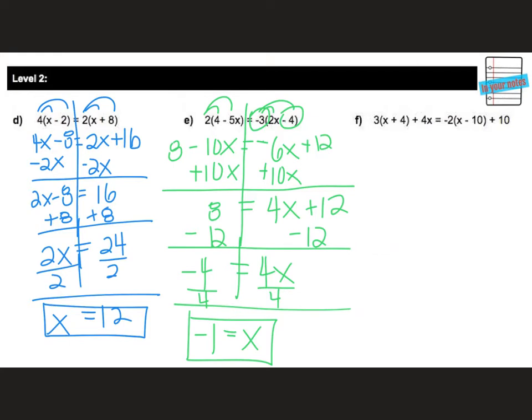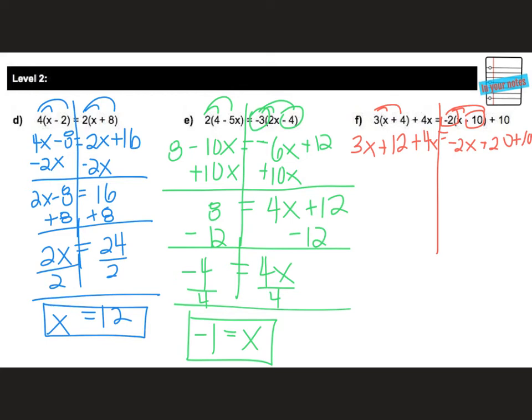All right, one more level 2 type problem. Lots of parentheses here in this one, a few extra steps here. So we'll start by distributing our 3 into our parentheses here. So we'll have 3x plus 12, and now outside of the parentheses we have another 4x. Over here we've got negative 2x. Again, a negative 2 times a negative 10, like our last one, is going to give us a positive 20. And then we have plus 10 here on the end.